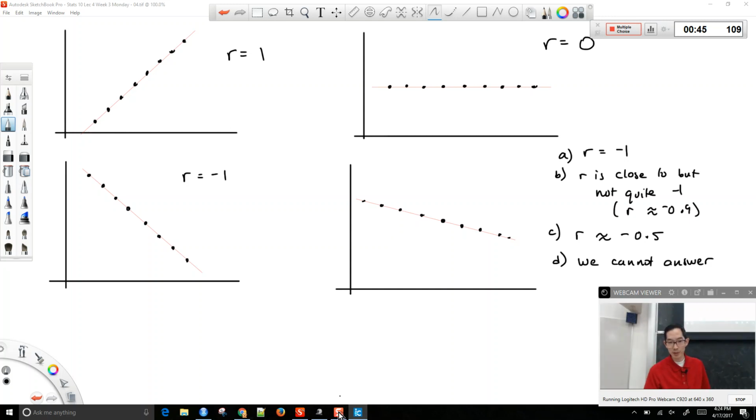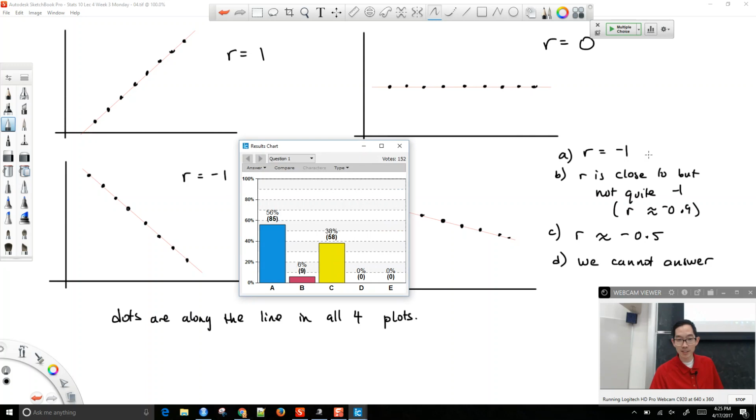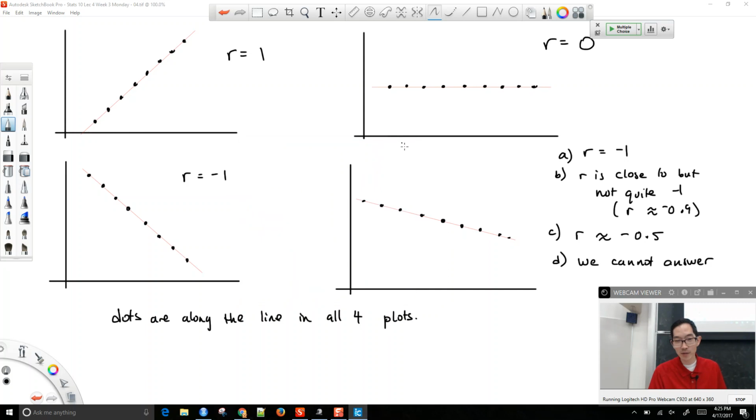Discuss with your neighbors. I'm going to stop the poll here. All right, let's see. Okay. The answer is A. R is equal to -1. So what's going on here?